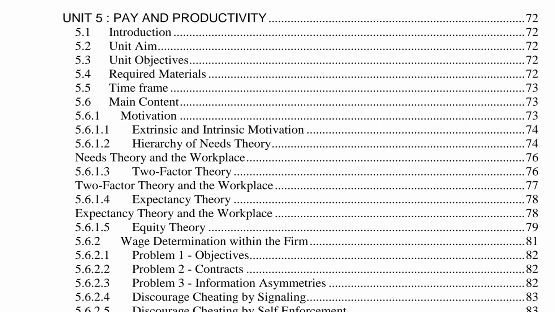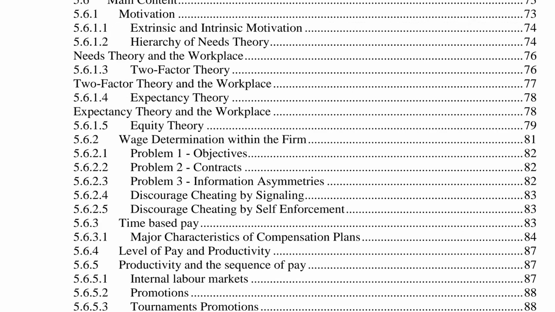We'll look at the hierarchy of needs theory that was proposed by one of the theorists, and the needs theory and the workplace. The 2-factor theory and the workplace will be looked at here. We'll discuss the expectancy theory at the place of work, look at the equity theory. In short, we'll look at so many theories. We'll look at the wage determination within the firm and the general objectives that are there. That's problem number 1, 2, 3, where we look at the contracts and the information asymmetries.